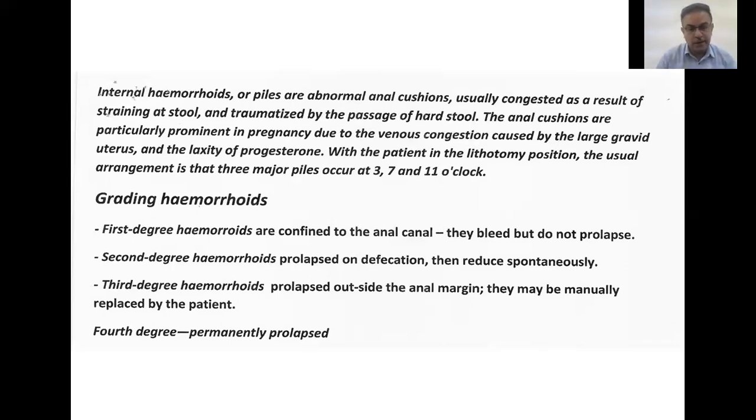Second degree hemorrhoids prolapse on defecation but reduce spontaneously. Third degree hemorrhoids prolapse outside the anal margin but are manually replaced by the patient. So in third degree there is bleeding and prolapse, but reduced by the hand of the patient himself or herself. And fourth degree hemorrhoids are permanently prolapsed.